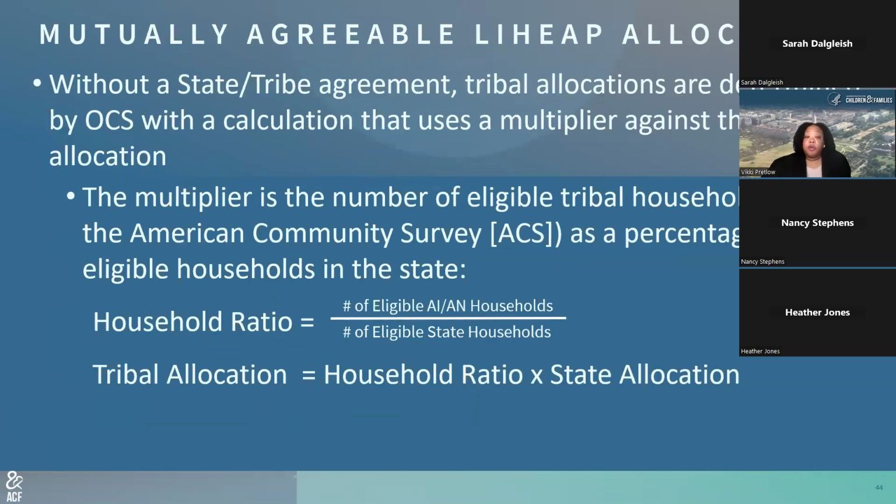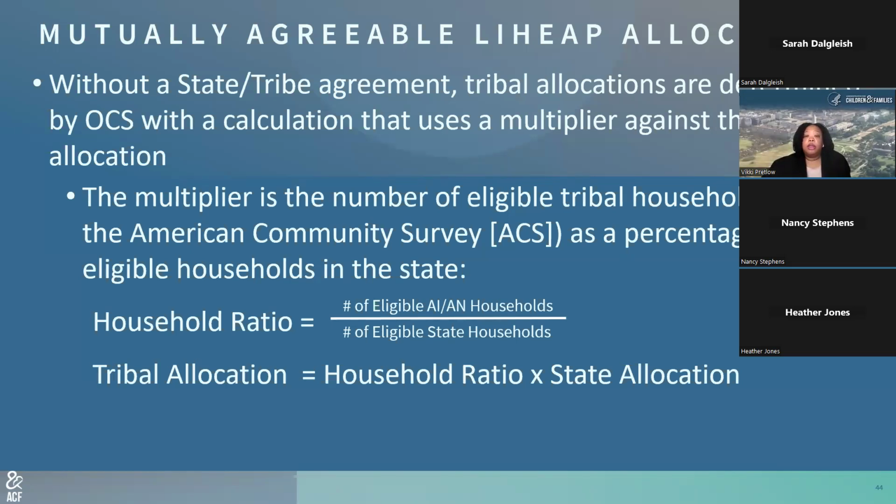So to start off, we'll spend a little time on the first benefit of these agreements, which is ensuring mutually agreeable allocations for tribal programs. And this speaks directly to the methodology that we use to come up with the funding for tribal programs. There are two ways for this to happen. We can get an allocation amount either without a state-tribe agreement or with one in place. Now, without a state-tribe agreement, OCS determines tribal allocations using a calculation, which works as follows.